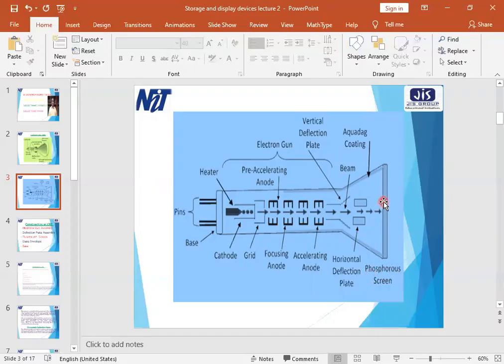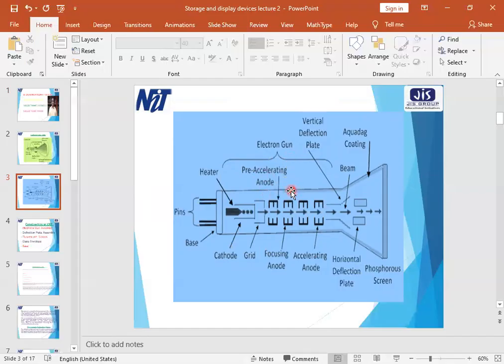We call this material phosphor. We'll discuss one by one how it is made. You see the electron gun. You have always heard the term electron gun. The electron gun comprises the heater, cathode, grid, pre-accelerating anode, focusing anode, and accelerating anode. So these all make the electron gun, which is one of the major parts of the CRT.